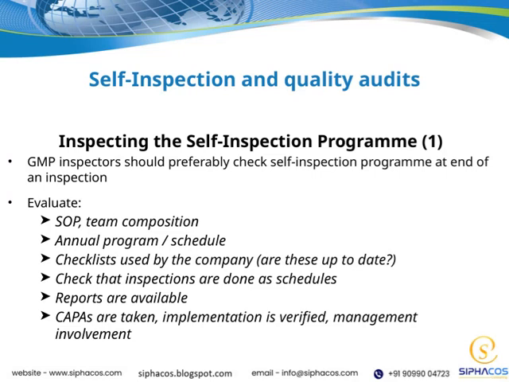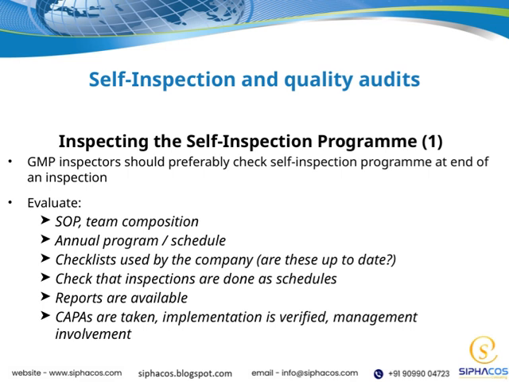When inspecting the self-inspection program, it's ideal to do this towards the end of an inspection. This allows us to get a comprehensive view of how well the program is functioning within the facility. First, we want to evaluate the standard operating procedures, or SOPs, and the composition of the inspection team. It's important that SOPs are clear, current, and effectively guide the team, and that the team itself is properly skilled and balanced. Next, we review the annual program or schedule.